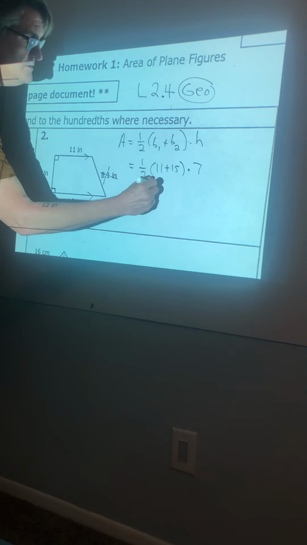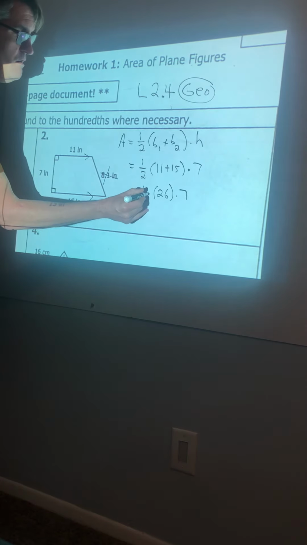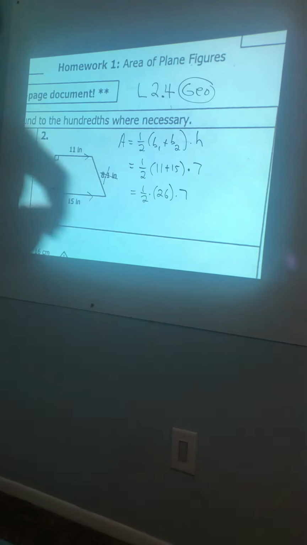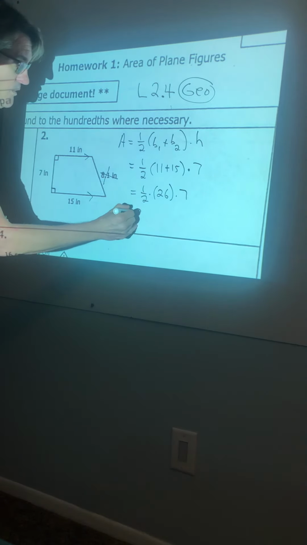11 plus 15 is 26. Once you've done that, all we're going to do is multiply this out. And I know you're excited. We're going to multiply this out and compute the area. I'm going to type in 0.5. Yes, 0.5 is the same thing as 1/2. Exciting stuff. Times 26 times 7. And I get an answer of 91.